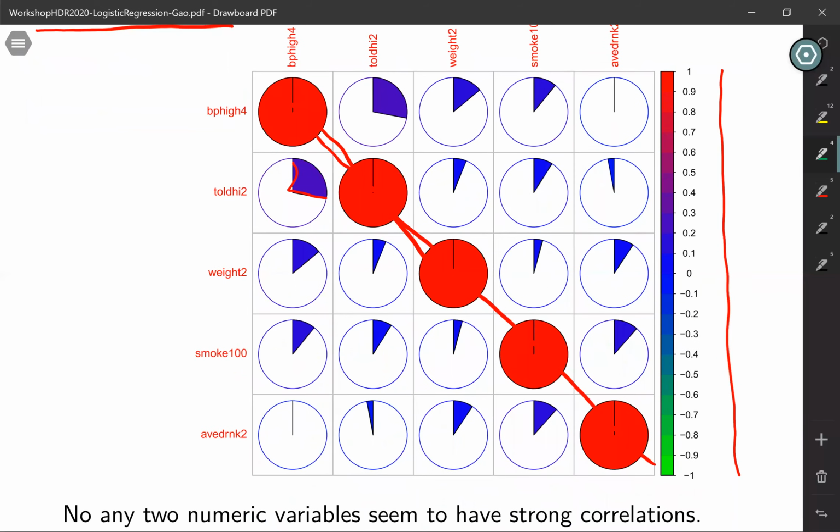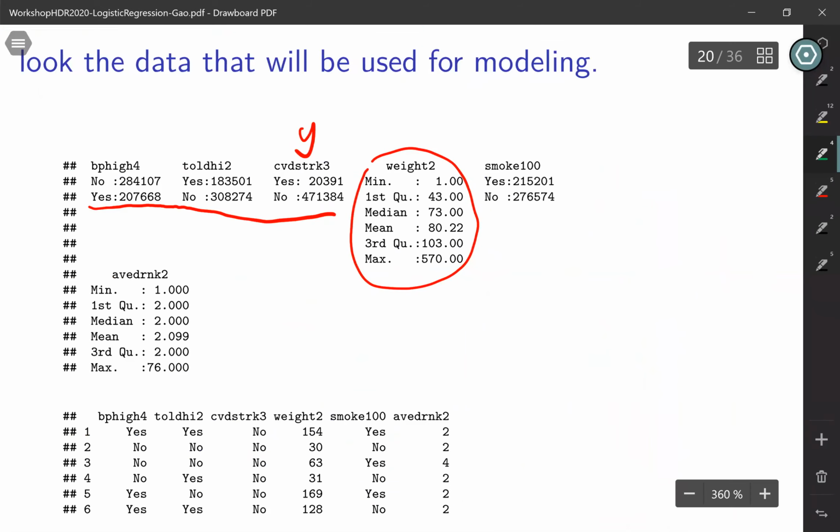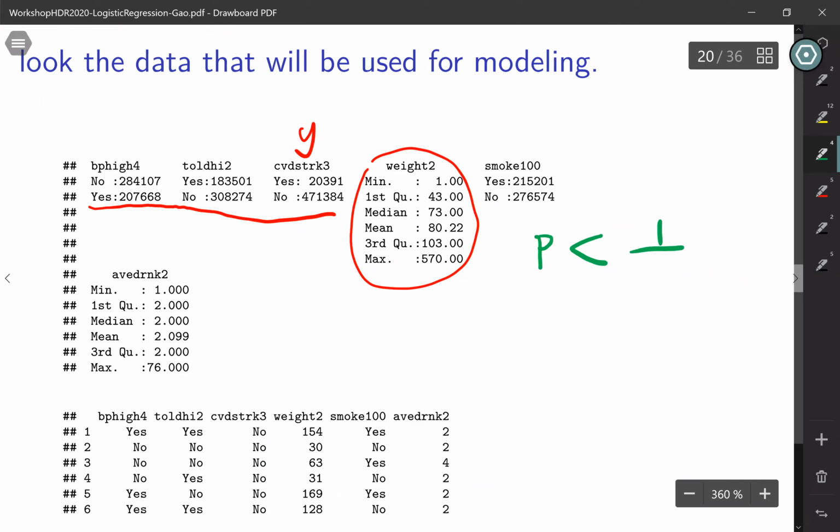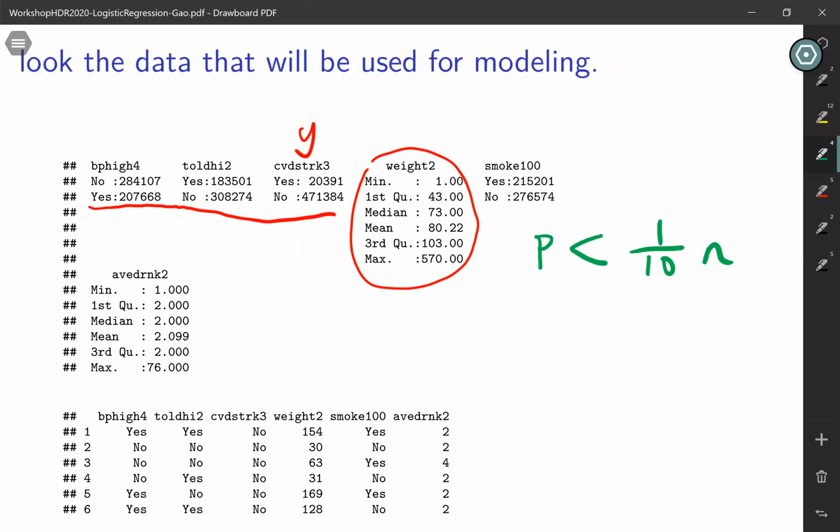And to answer your question, how large should the data set be? Like I just explained, your parameters should be less than 10% of your sample size. If you have 20 parameters but only 100 patients in your data set, I would say the sample size is too small.